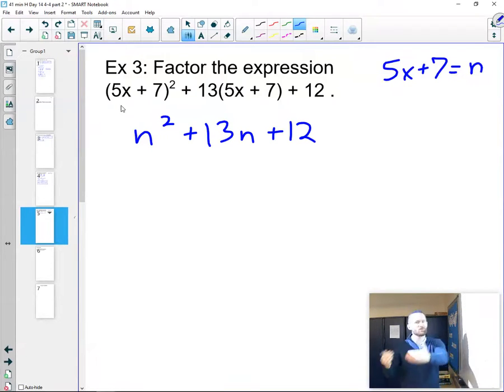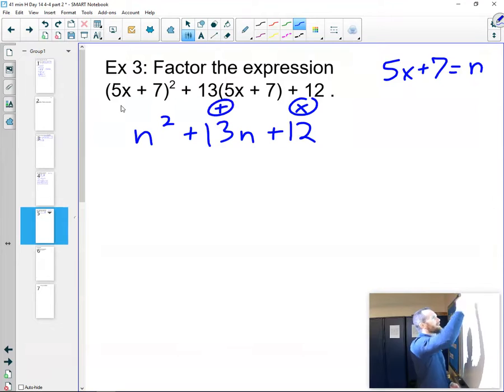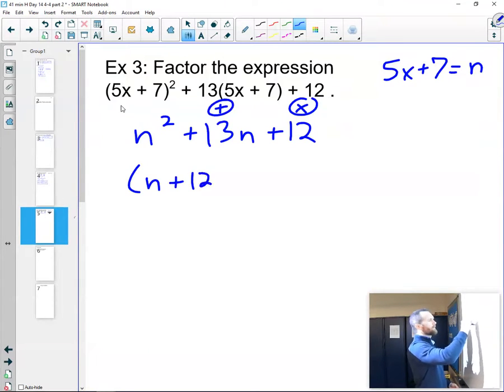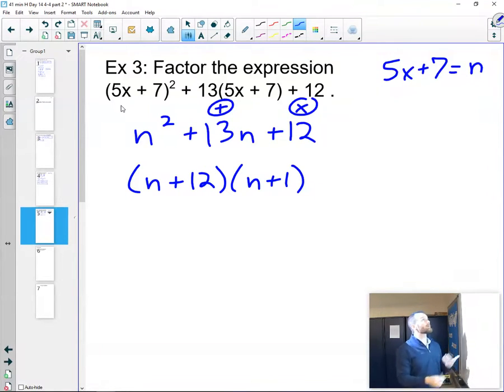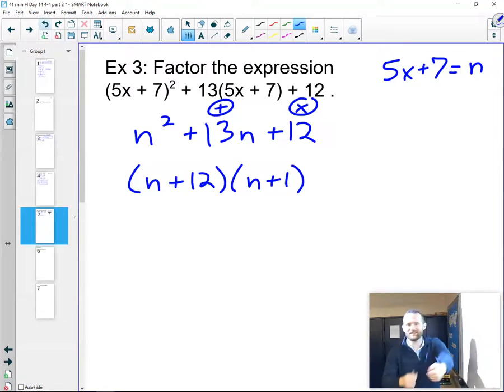Now we've got a simple trinomial factoring problem. This is going to be a lot easier to deal with. Two numbers that multiply to 12 and combine to 13 gives us n plus 12 times n plus 1. But remember, they gave us an expression with an x in it, so we have to substitute the 5x plus 7 back in because we said it equals n. I know I'm emphasizing that point a bit much, but that's the key to this whole method.